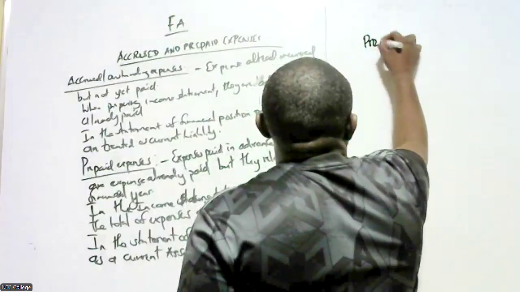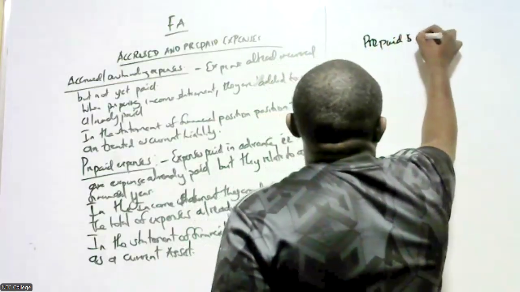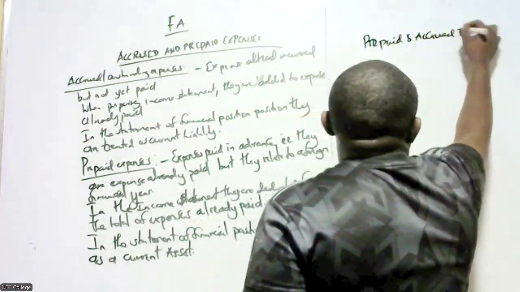Then I want us to go to prepaid and accrued income.